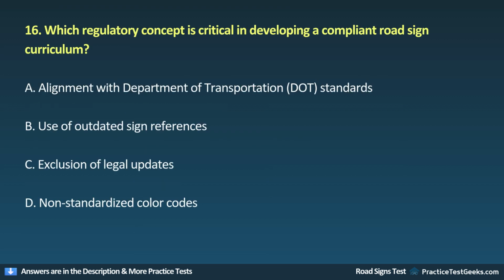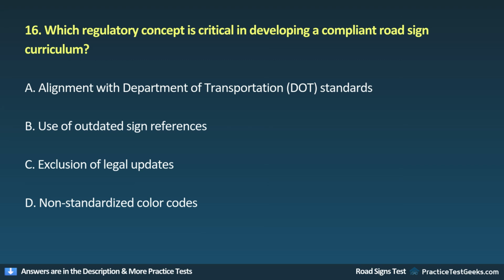16. Which regulatory concept is critical in developing a compliant road sign curriculum? A. Alignment with Department of Transportation (DOT) standards. B. Use of outdated sign references. C. Exclusion of legal updates. D. Non-standardized color codes.